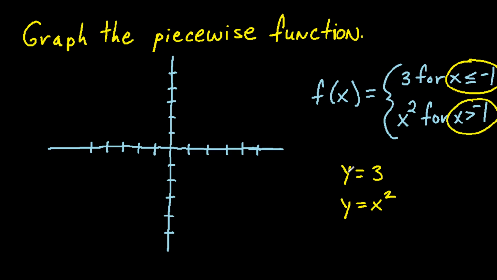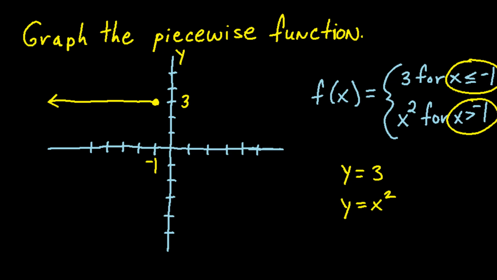The top equation stands for the function y equals 3, which is the horizontal line through 3 on the y-axis. But we only want to graph the portion of that line for which x is less than or equal to -1. So we want to start here. The solid circle means that x can equal -1. And then we want to graph this to the left. This graph shows all the values of y equals 3 for when x is less than or equal to -1.